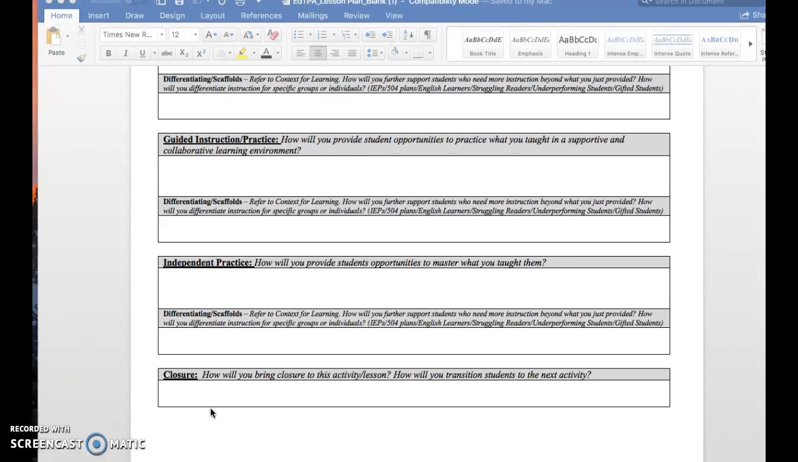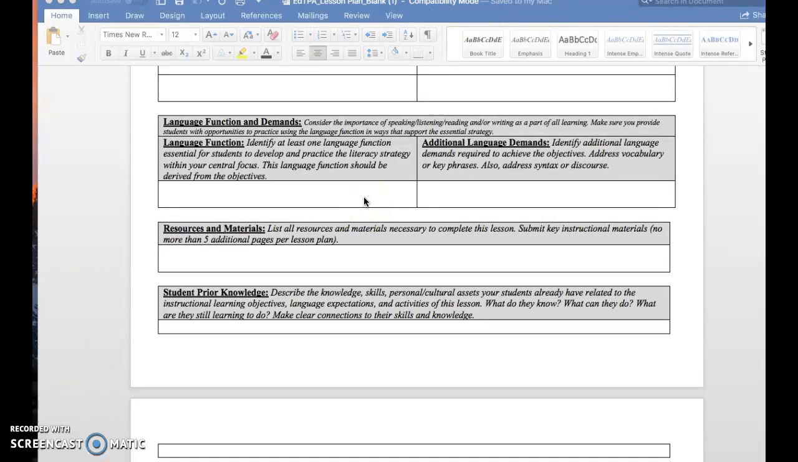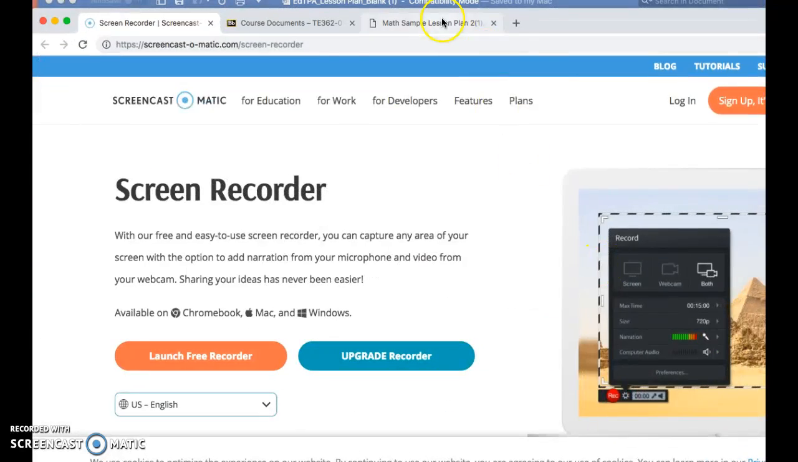And then last, it's the closure, which is how I'm going to bring this activity to an end, assure that they understood the lesson, and talk about the next lesson for the next day. So now that I went through this lesson plan, I'm going to bring up a lesson plan from 2017, actually.